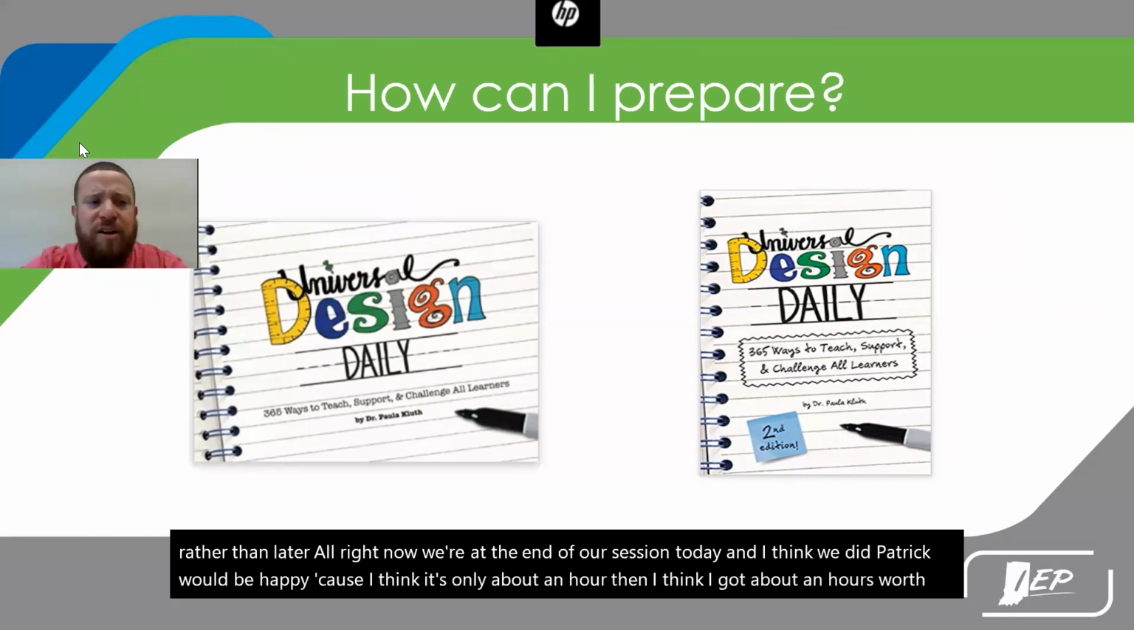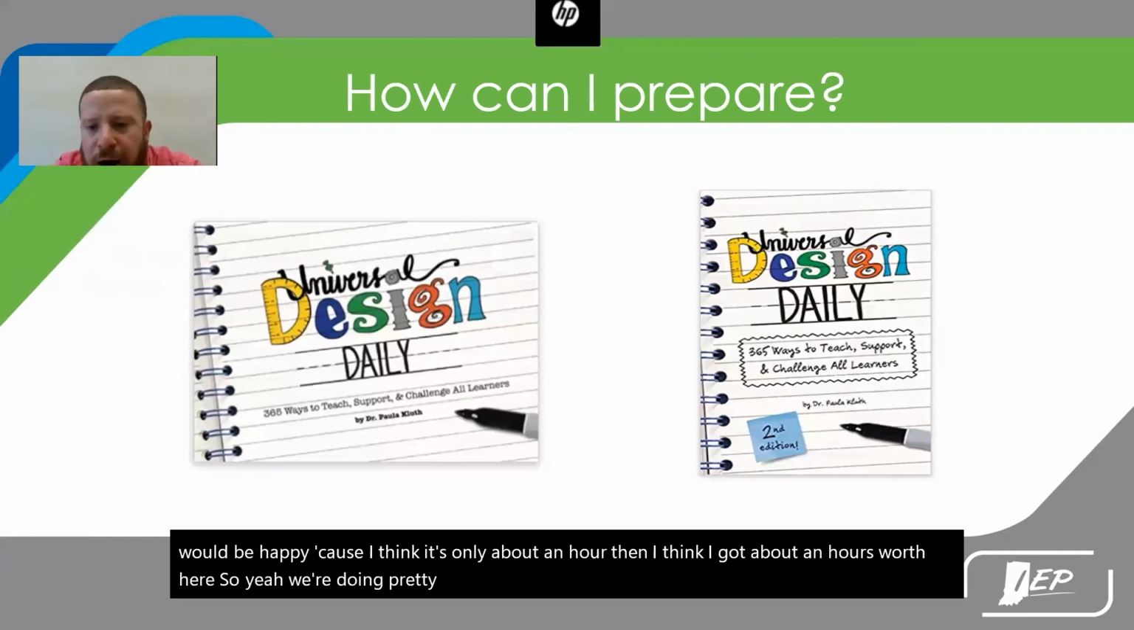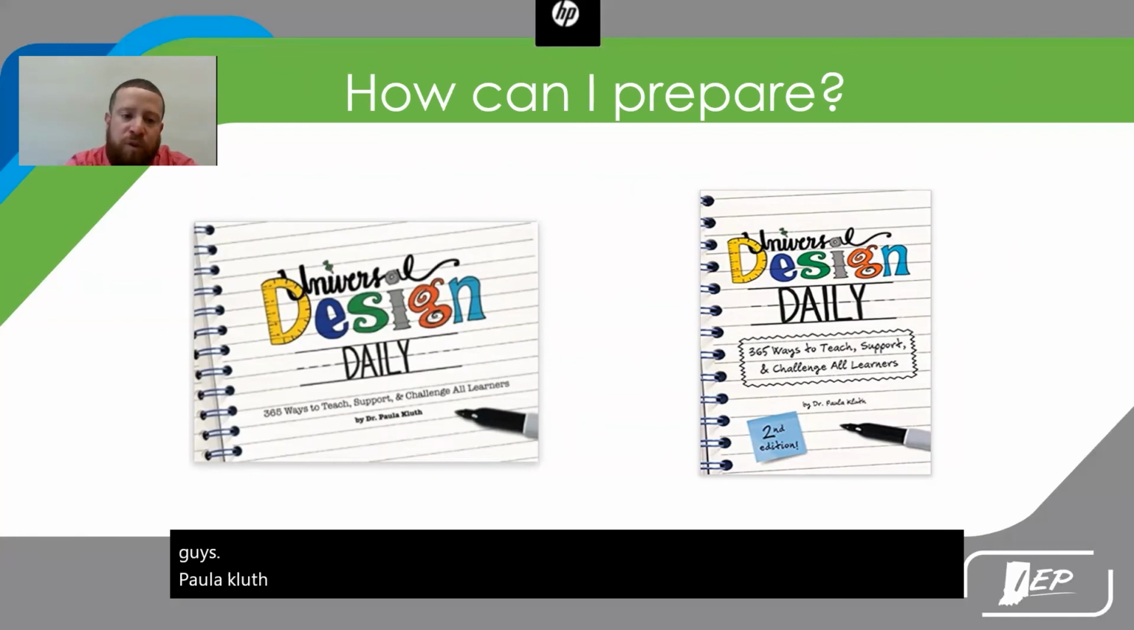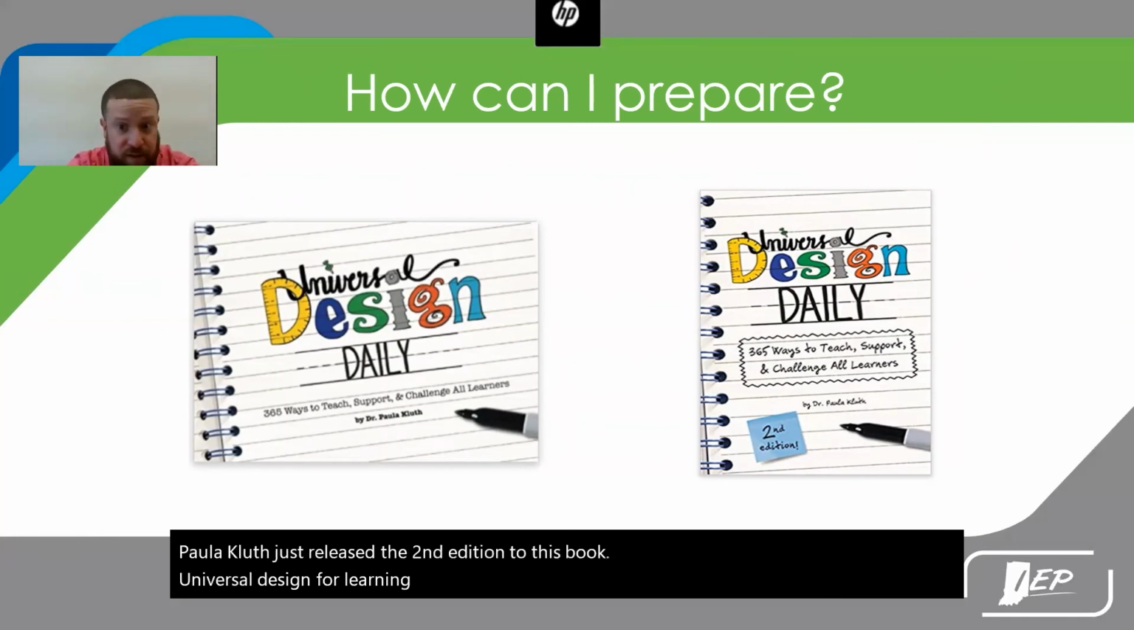All right, so I want to share some resources with you guys. Paula Kluth just released the second edition of this book, Universal Design for Learning: 365 Ways to Teach, Support, and Challenge All Learners. This book is probably one of my favorites.